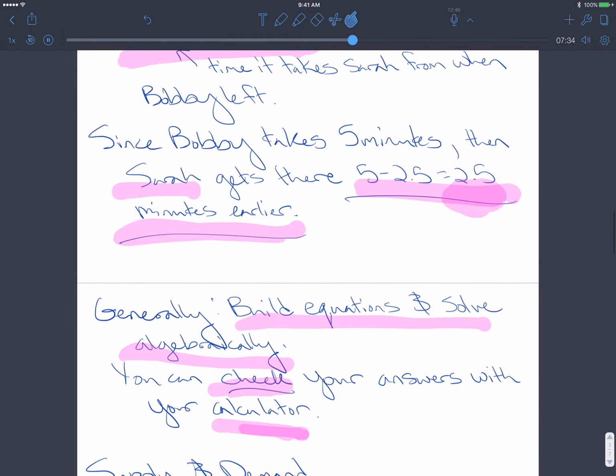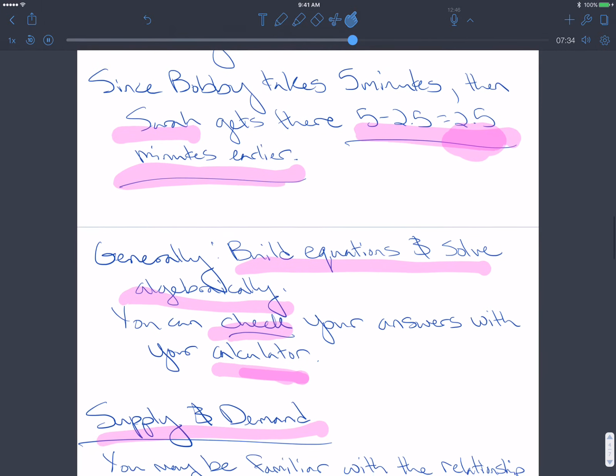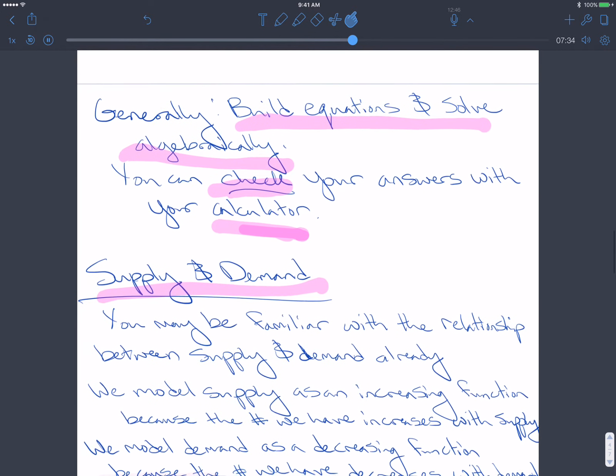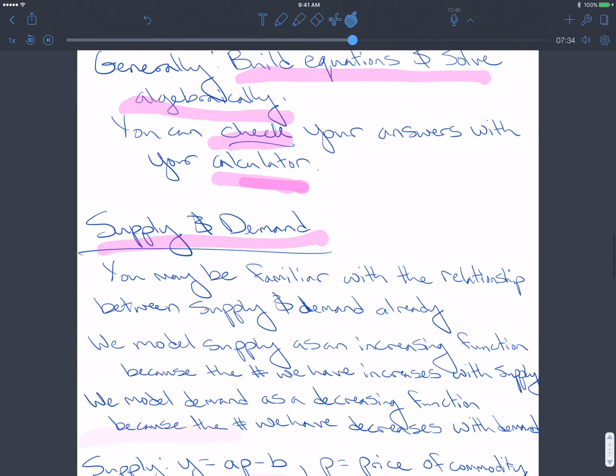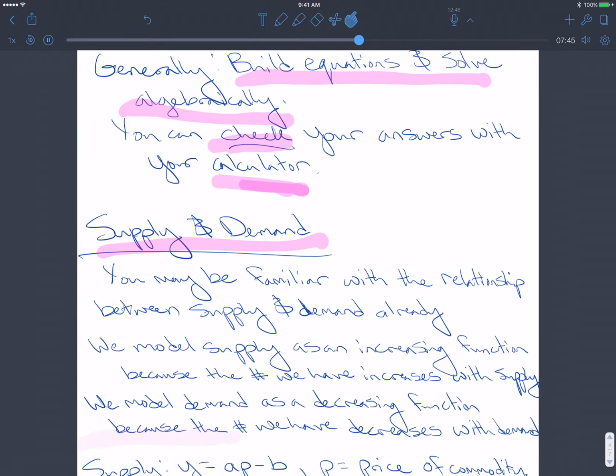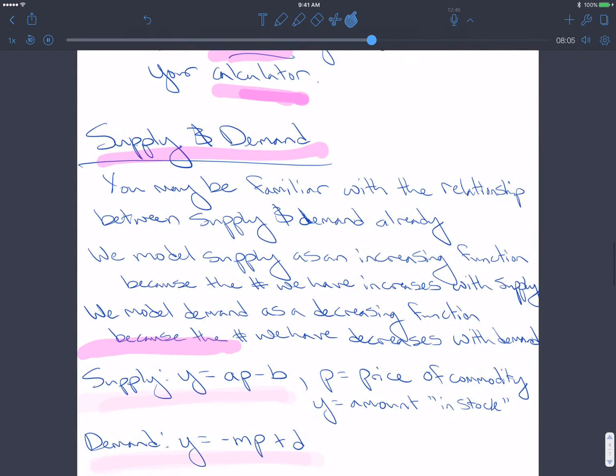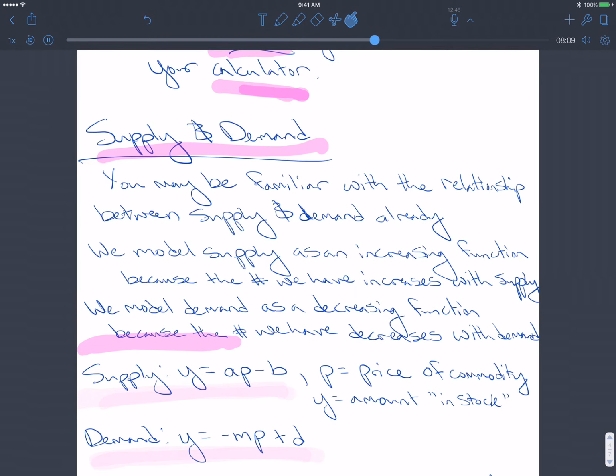A common application of this comes from supply and demand. So you may already be well familiar with this relationship because it's something that you would experience in daily life, right? We model supply as an increasing function because if we have more of an item, then we have more supply, right? And we model demand as a decreasing function because basically the number that we have is going to decrease as demand increases, right? Or if we have too many, eventually demand decreases because the system already has enough.